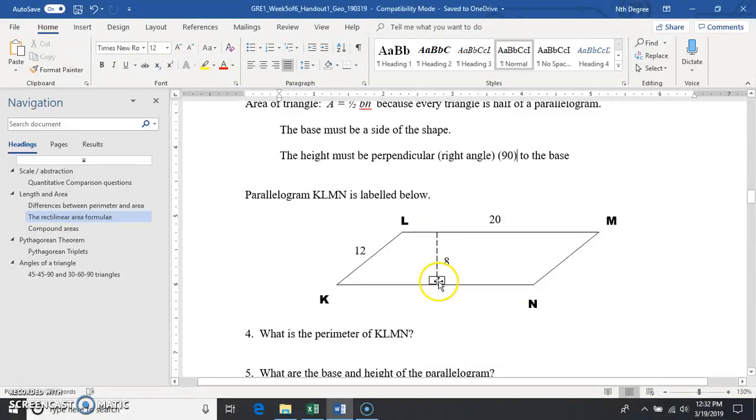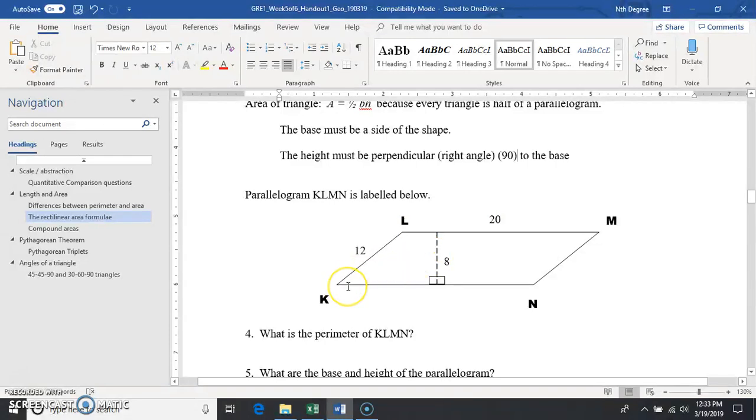So the right angle is key to identifying the base and the height. Question number 4 actually asks about the perimeter. What is the perimeter of parallelogram KLMN? Is the answer 32? Is it 12 plus 20? Is it 12 plus 20 plus 8? No, it's none of those.